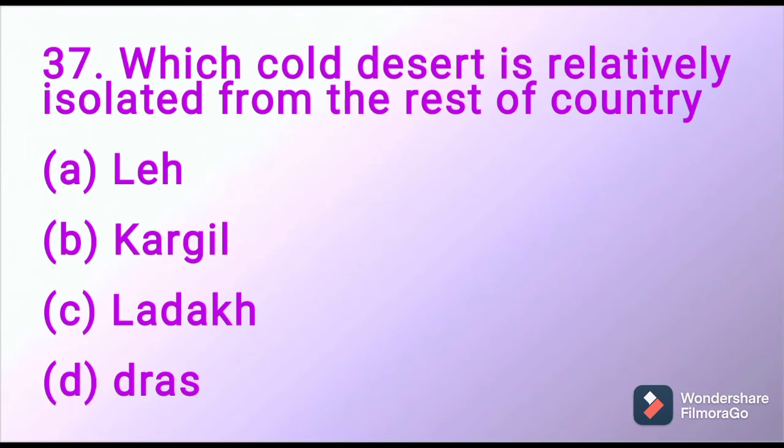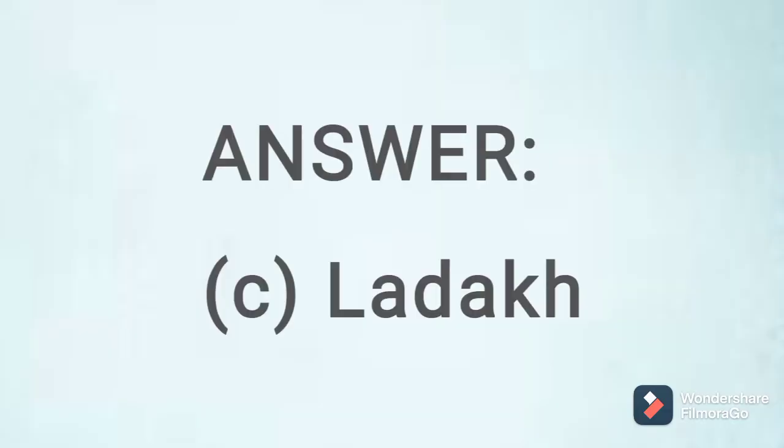37th question. Which cold desert is relatively isolated from the rest of the country? Option A, Leh. Option B, Kargil. Option C, Ladakh. Option D, Dras. And the answer is option C, Ladakh.